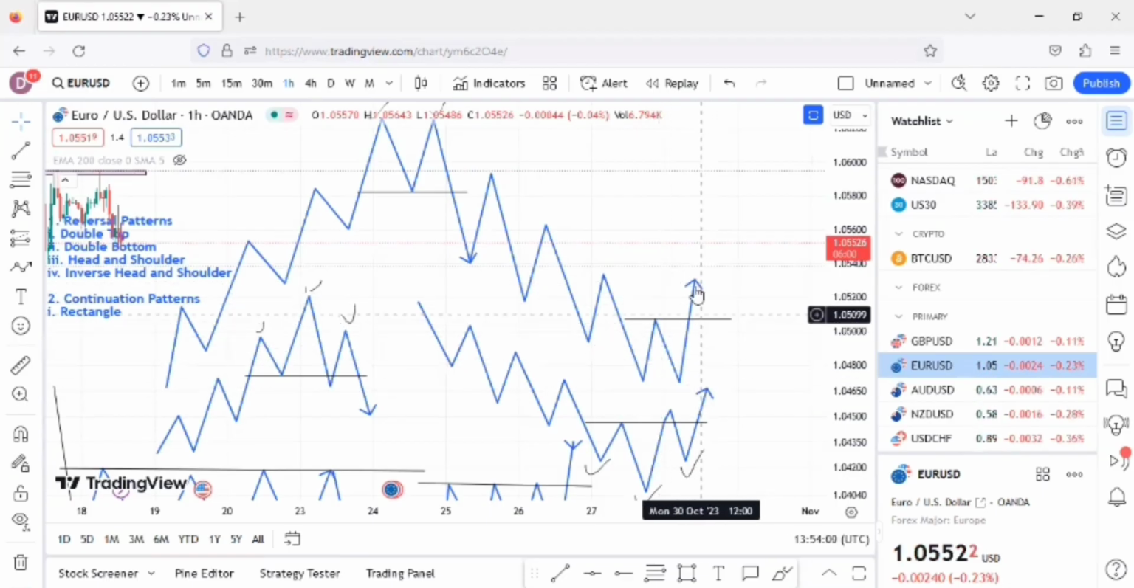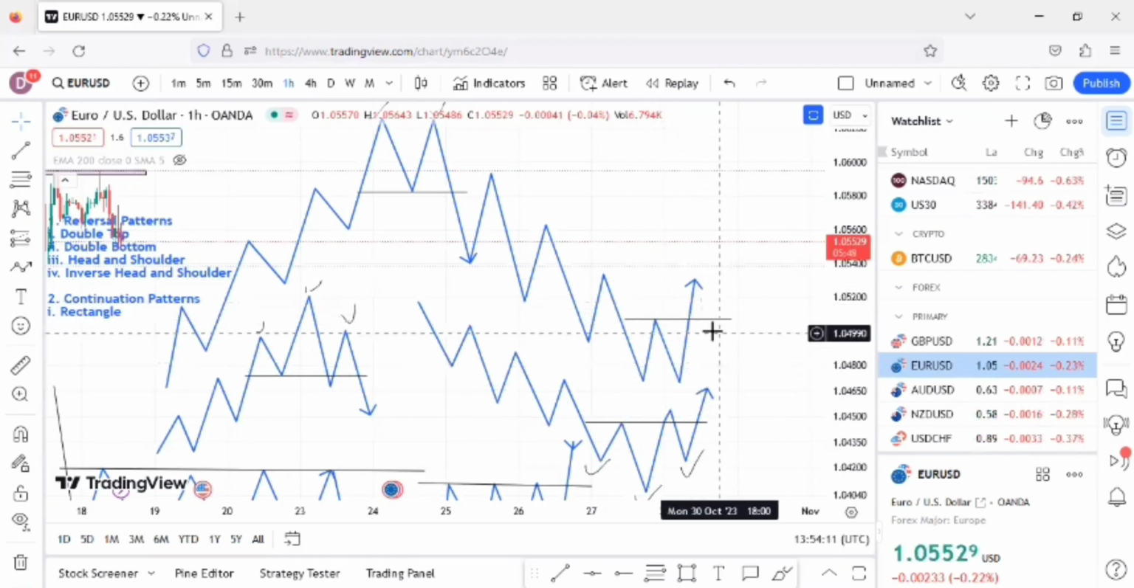There is a way to trade that. When it's retested, you wait for a bullish momentum candle. The moment you see a bullish momentum candle, you enter your buy, and place your stop loss here. That helps you to reduce your risk.